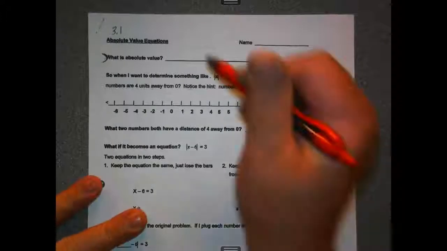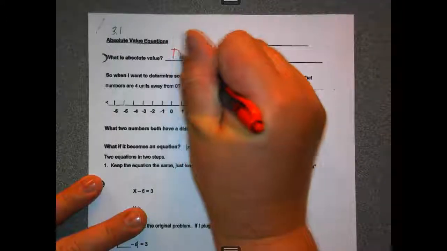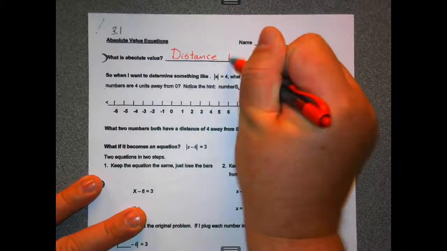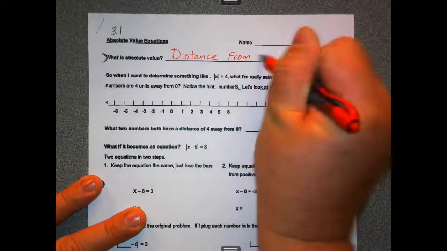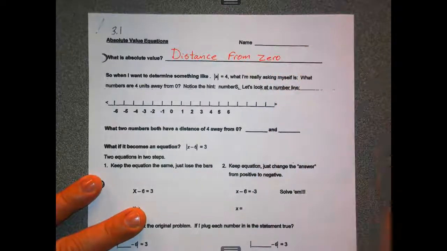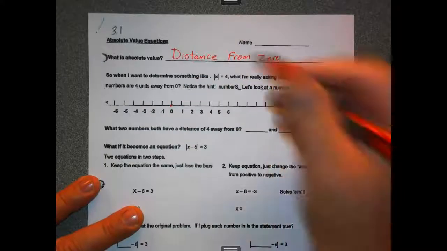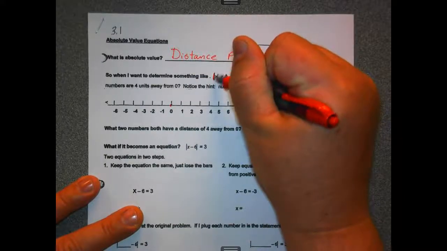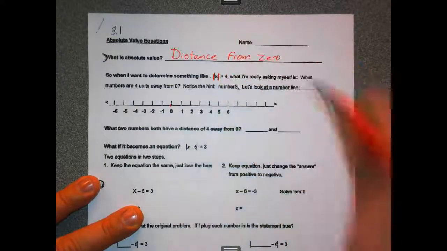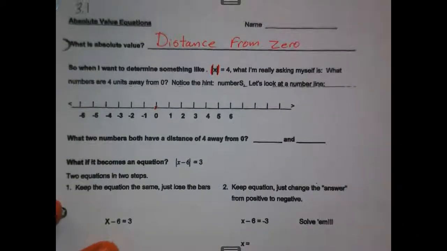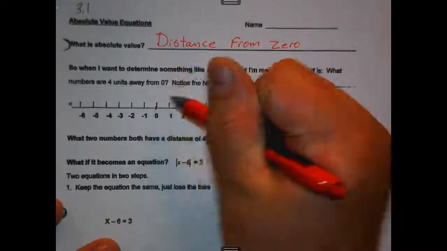Let's review from yesterday. What's the definition of absolute value? Distance from zero. Okay, so if I'm at zero, and this is called the absolute value symbols, the absolute value of x is the distance from 0, 4 units away.